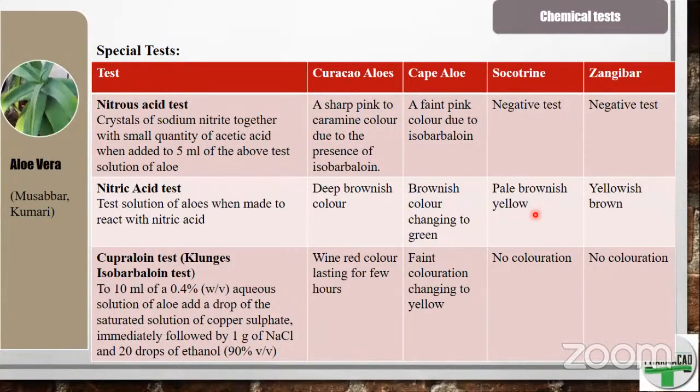Okay. Sharp pink or faint pink, why? Because concentration of isobarbaloin is better in case of Curacao and it is in trace amounts in case of Cape aloes. Okay, here also it is the same. Klunes isobarbaloin: you add a drop of saturated solution of copper sulfate immediately followed by sodium chloride. So wine red color will be given by Curacao and faint coloration changing to yellow will be given by Cape aloes.